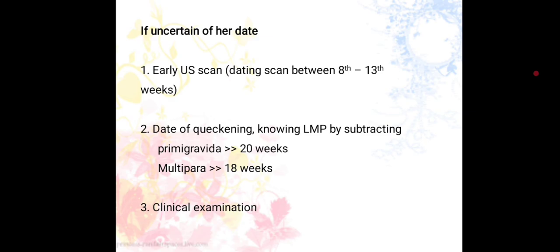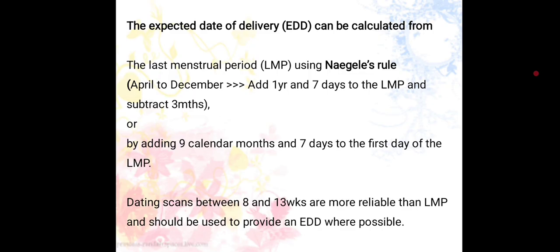The last method to calculate the expected date, by clinical examination, will be discussed in the next lecture. But the most accurate one is the dating scan. In summary, we can calculate the expected date of delivery by LMP using Nagel's rule. If she is uncertain of her date, other options are the dating scan, date of quickening, and clinical examination. Nagel's rule has two forms: either add 7 days and 9 calendar months, or add 1 year and 7 days, then subtract 3 months.